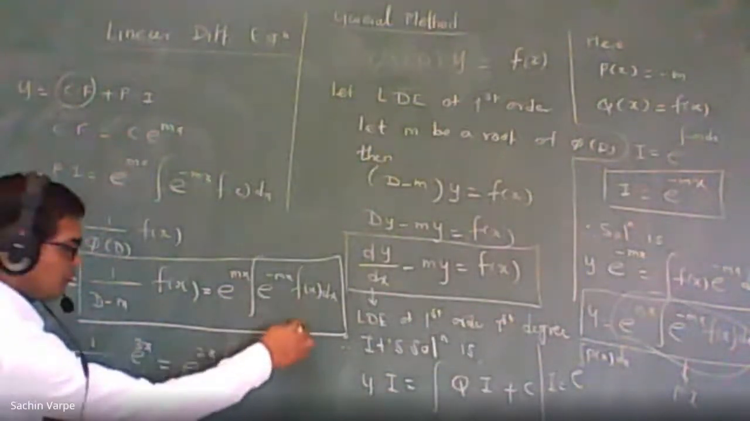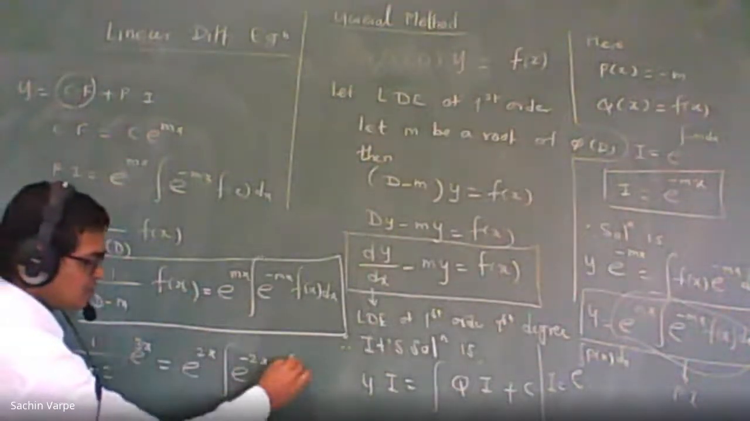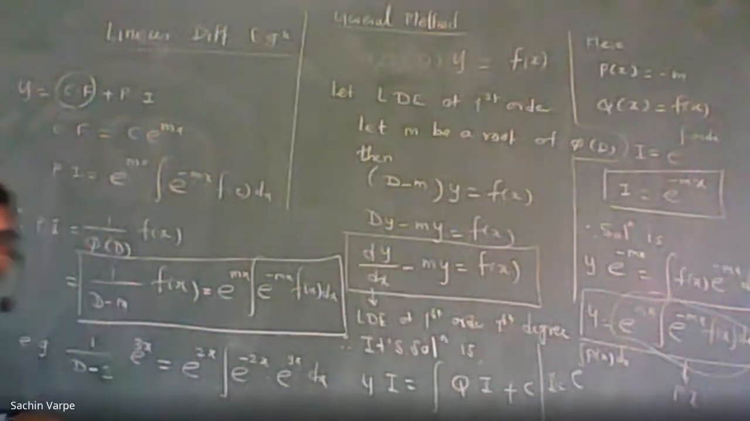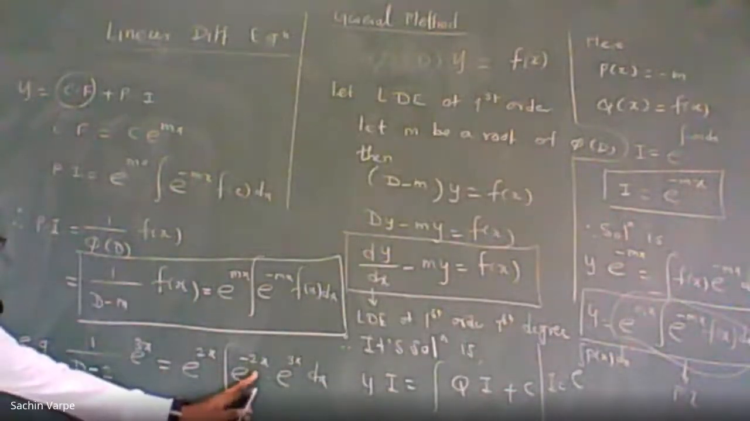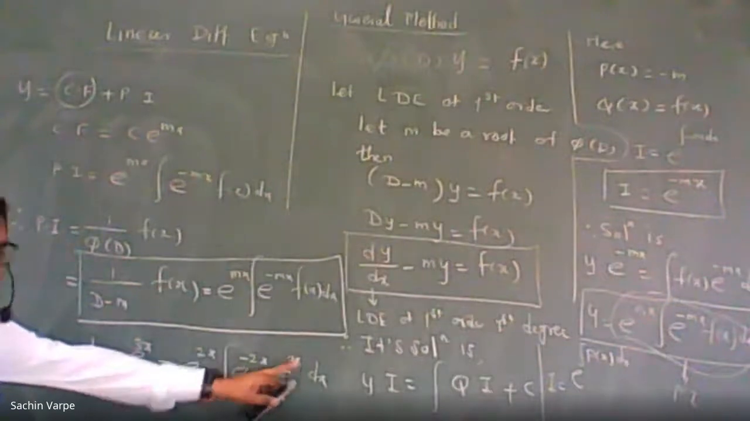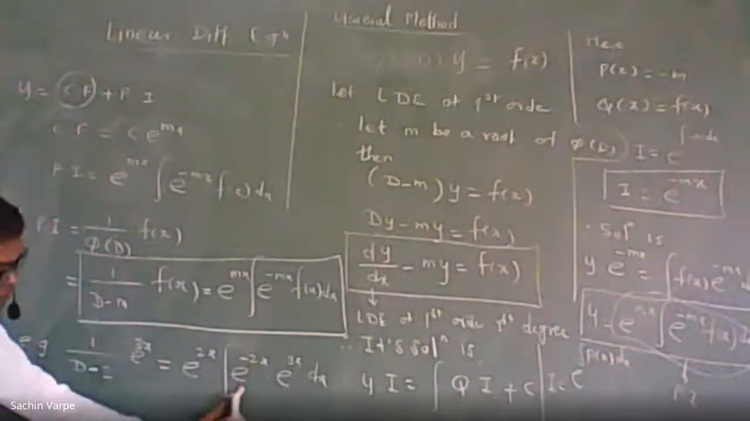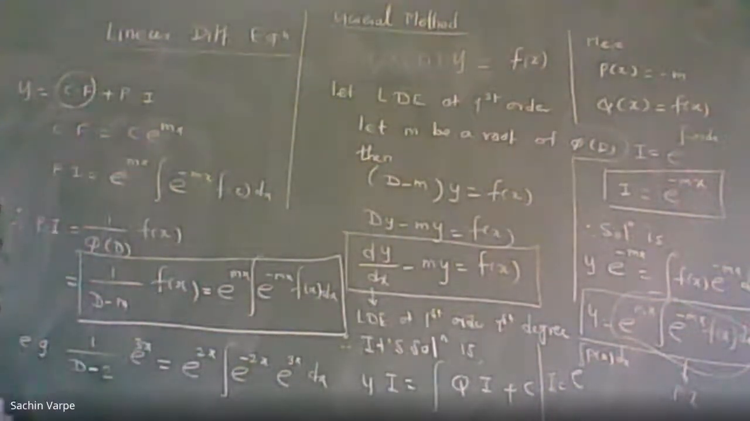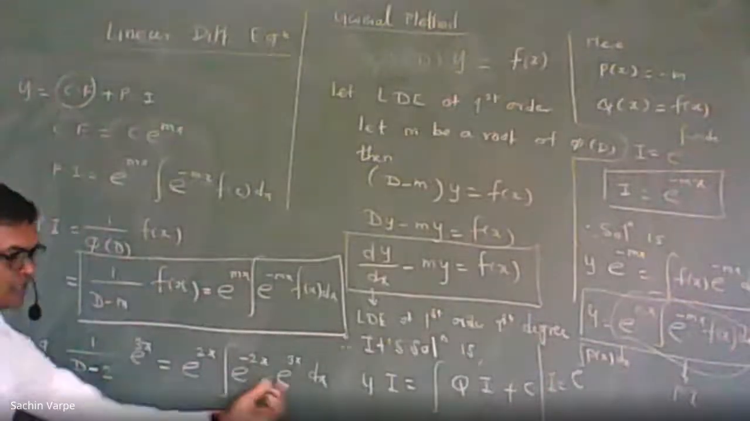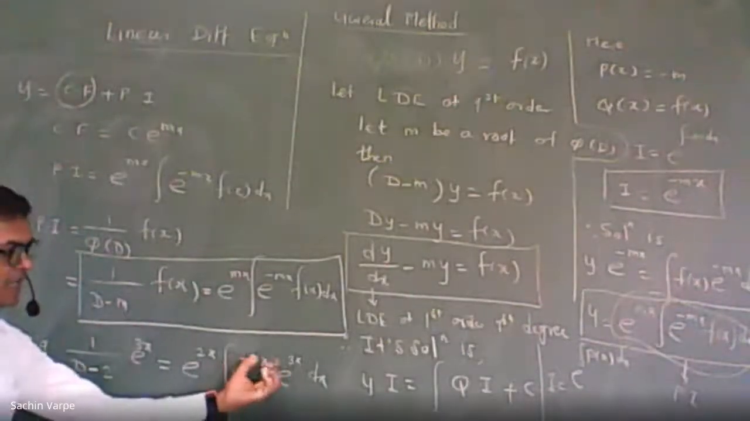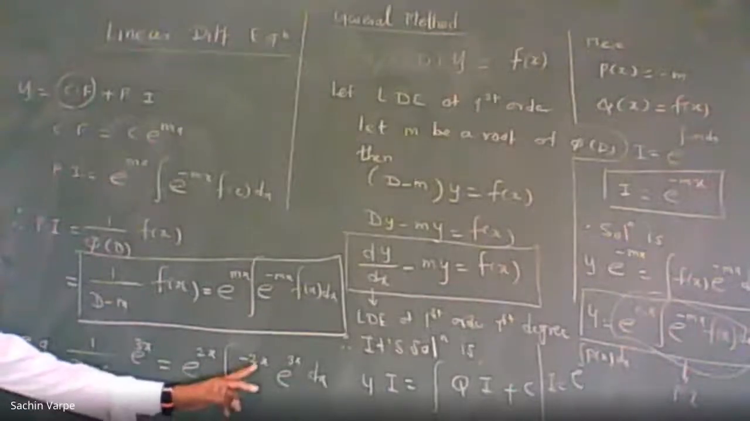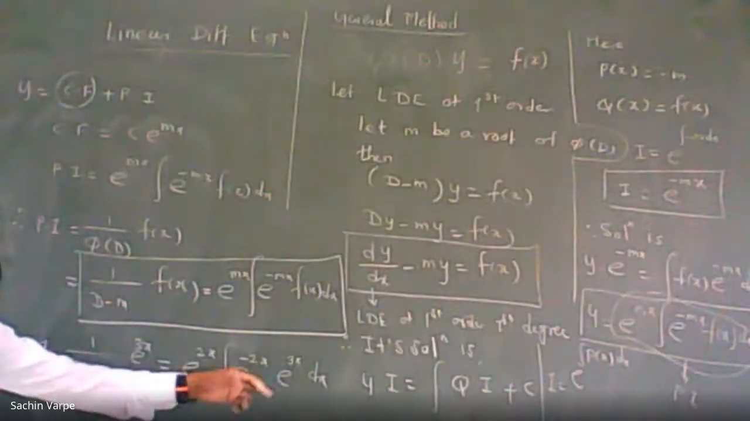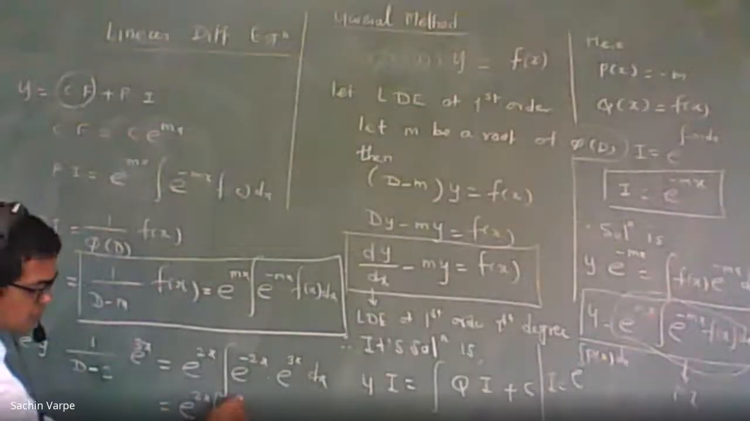And into f of x, where f of x is e raised to 3x dx. So what will it be? Here e raised to minus 2x into e raised to 3x will be, both are inside the integration. So now we can merge them, because the base e is the same. So we can add the powers. That is e raised to minus 2x plus 3x, that is e raised to x. So e to the power 2x into integration of e raised to x dx.